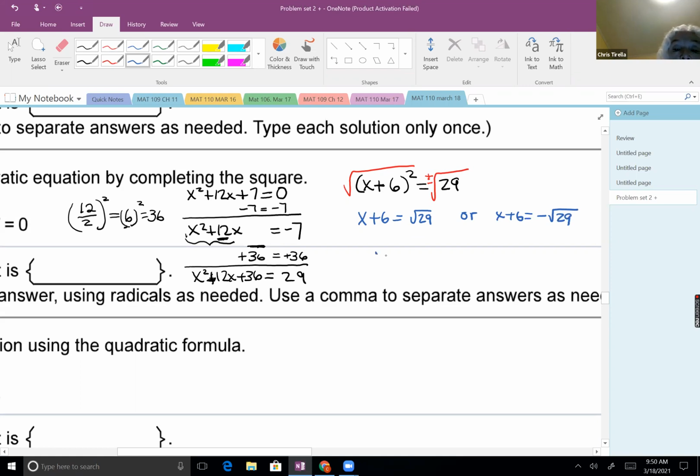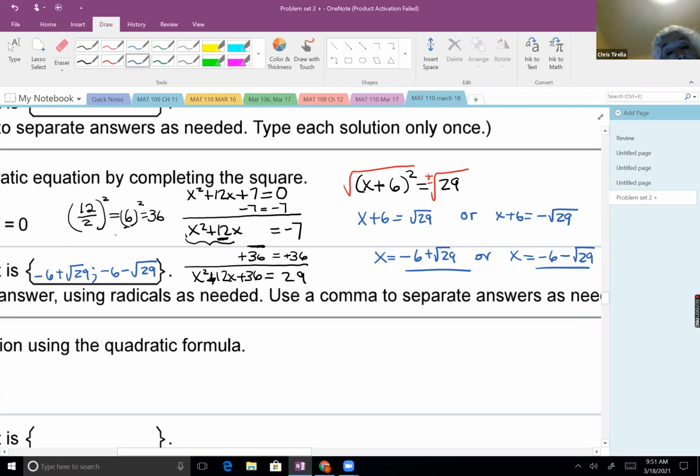And now subtracting 6 from both sides, we get x equals -6 plus the square root of 29, or subtracting here, we get x equals -6 minus the square root of 29. And so those would be my two solutions. Now that one's a little bit more involved than solving by factoring. But again, sometimes they don't factor. And this one would not have factored because it has an irrational solution. We've got that radical in our answer.